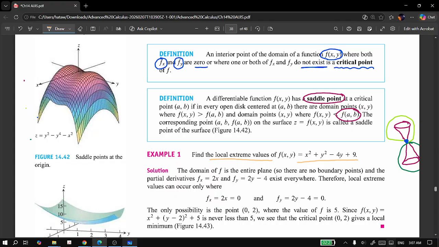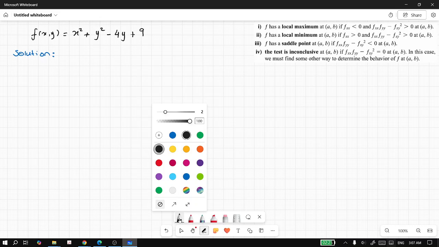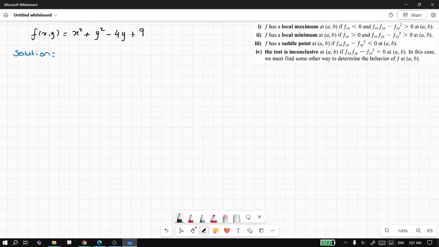What we will be doing here, we will be finding the critical numbers and check whether they are maximum points, minimum points, or saddle, or the test is inconclusive. Okay, let's start. So first, the function is given to us. We have to find f sub x and f sub y to find the critical numbers.